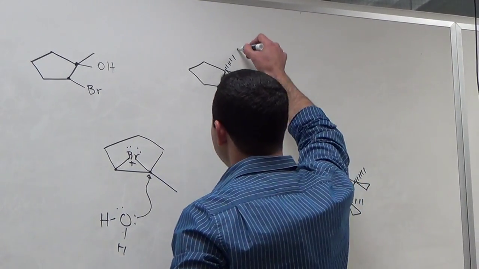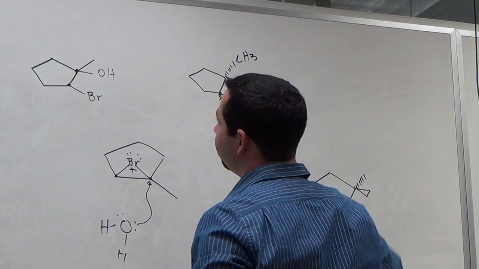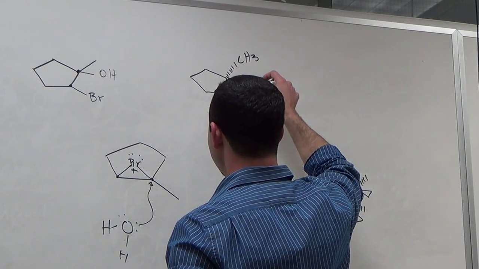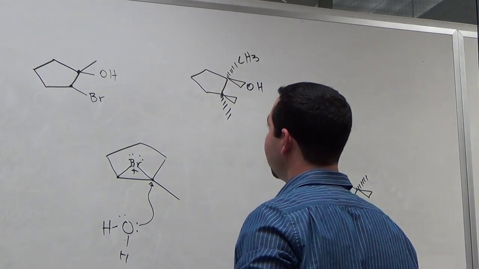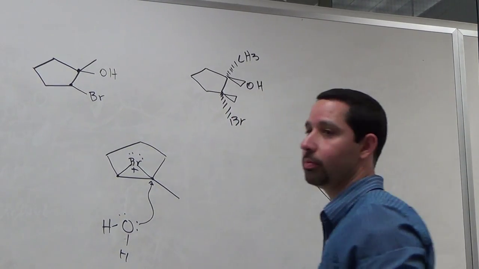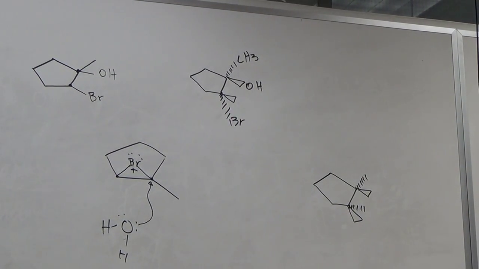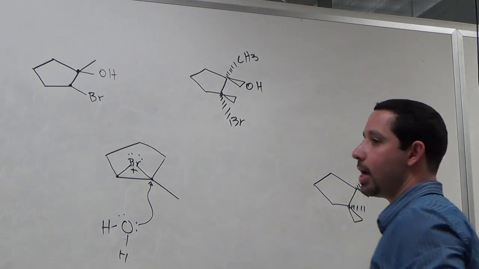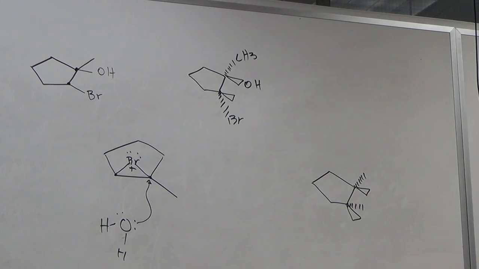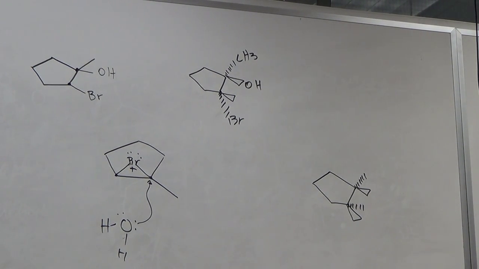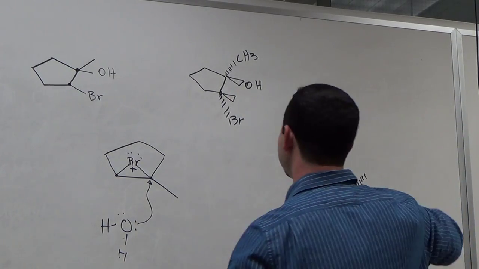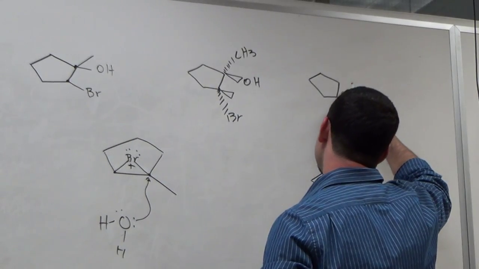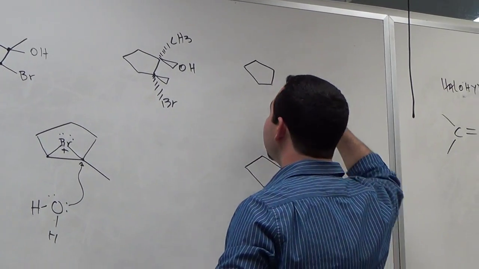So if this is a CH3, what is this going to be? The OH. If the OH is here, the Br is where? In the back. The Br is here. Outstanding. Why? Because this is what type of addition? Anti-addition. Why is this anti-addition? Because of the formation of a bromonium ion. Outstanding. I would say you guys would be synthesizing drugs by next week.